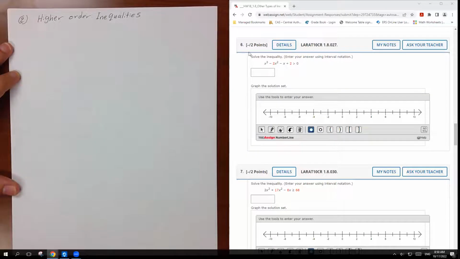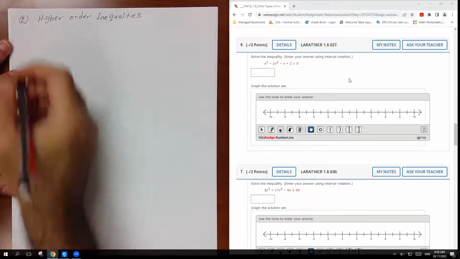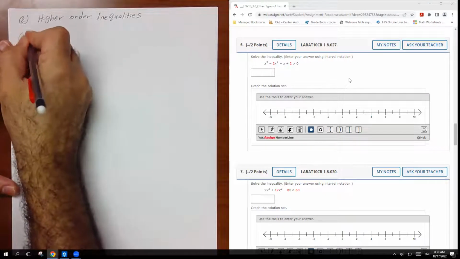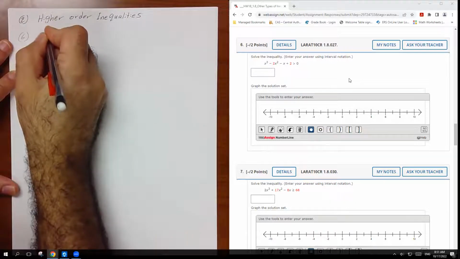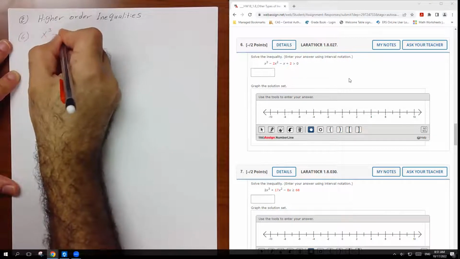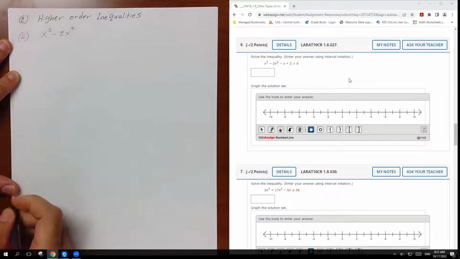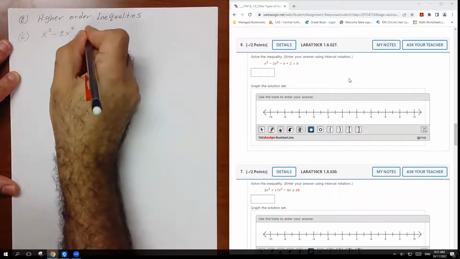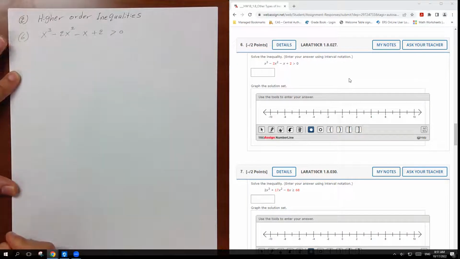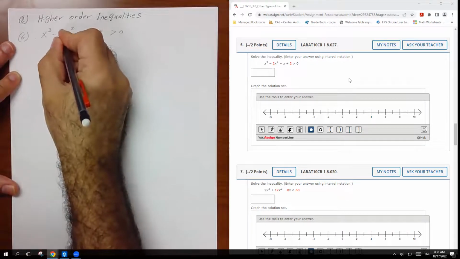The only difference between example 6 and the previous examples is this is not a quadratic. It's higher order inequalities. Let's check how we're going to solve this one. So example 6 is going to be x cubed minus 2x squared minus x plus 2 greater than 0. There is no equal sign. Okay. So now we have 2 ways to solve this one.